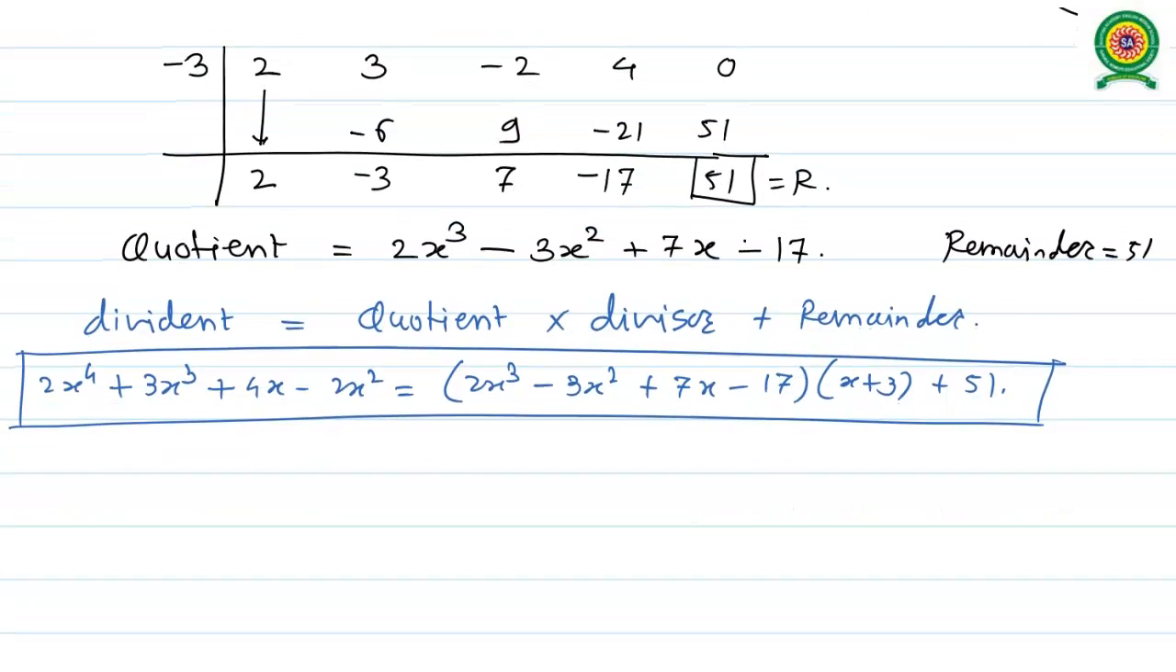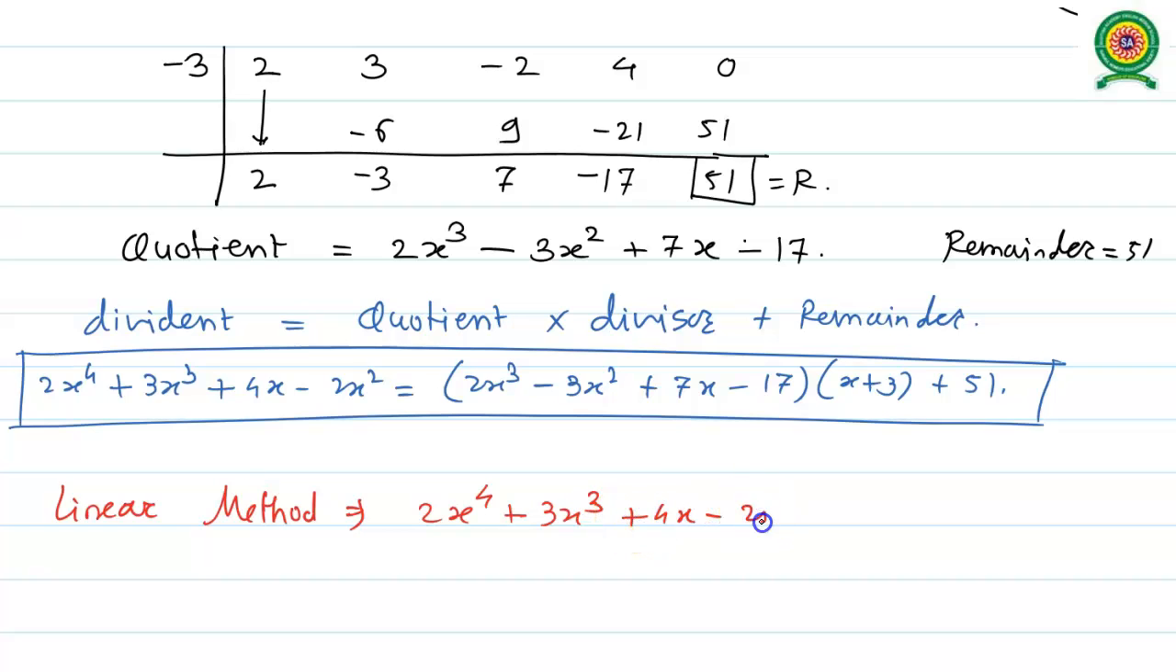Now look at the linear method. We have to solve the division using the linear method. As per the linear method, the given dividend polynomial is 2x raised to 4 plus 3x cube plus 4x minus 2x square. Now we can split x raised to 4 as x cube into x, then plus 3 times x cube plus 4x minus 2x square as it is.